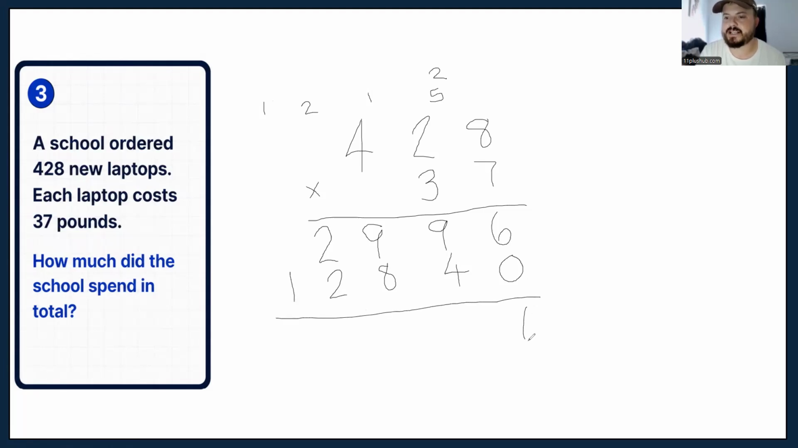6 plus 0 is 6. 9 plus 4 is 13. So 3 goes underneath. 1 gets carried over. 9 plus 8 plus 1. So 9 plus 8 is 17. Add the 1 is 18. So 8 goes underneath. Carry the 1 over.